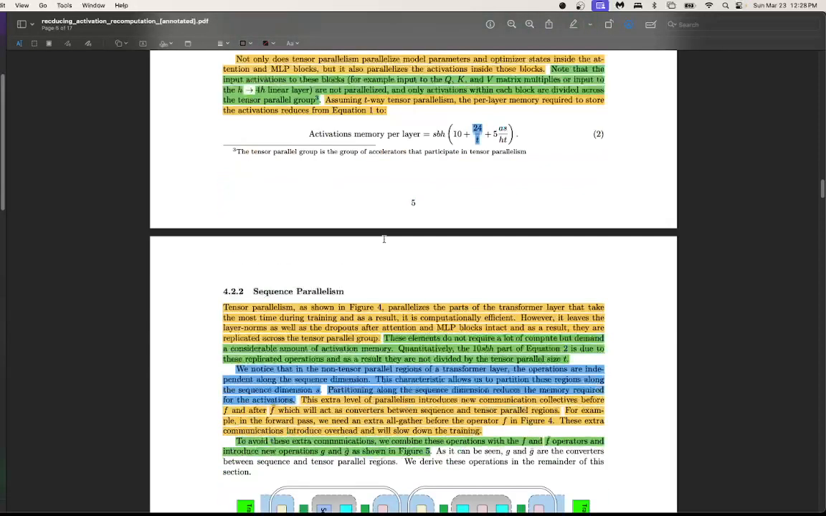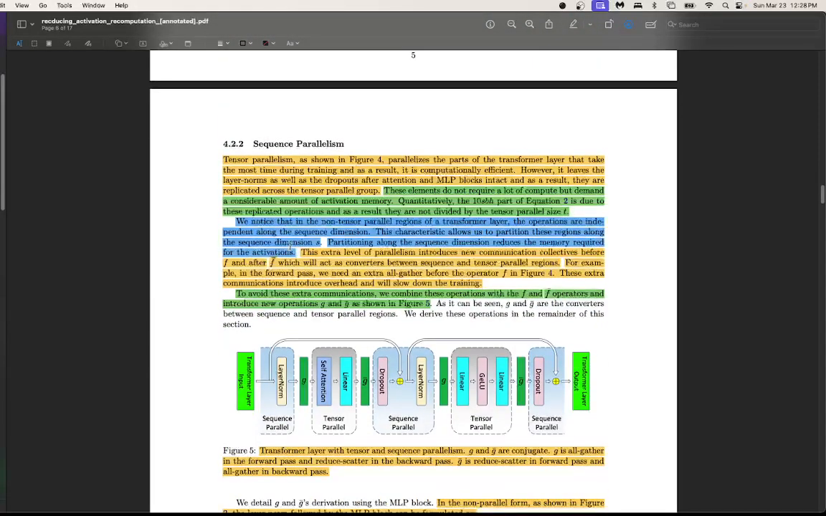So they took a look at that and they realized, this is the key part here in the blue: we noticed that in the tensor parallel regions of a transformer layer, the operations are independent, and in the non-tensor parallel regions of the transformer layers, the operations are independent along the sequence dimension. This characteristic allows us to partition these regions across the sequence dimension S. That reduces the memory required for the activations.